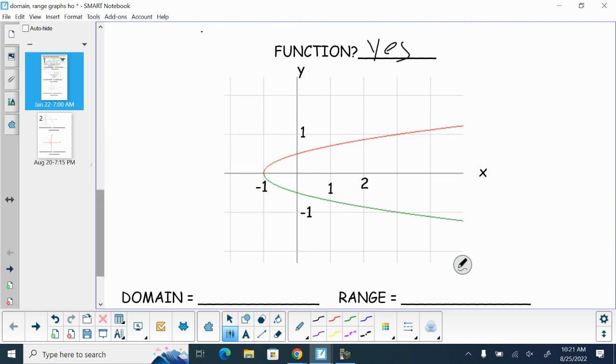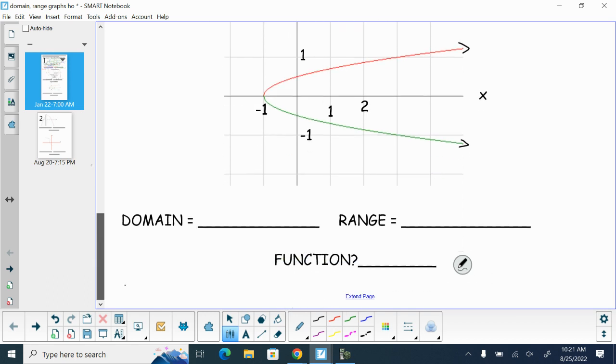All righty. Once again, we have arrows here. We have a sideways problem. What's the domain? What's the range? Is it a function? Once again, check your answers with somebody around you. What's your domain? What's your range? State whether it's a function or not a function. Check your answers.